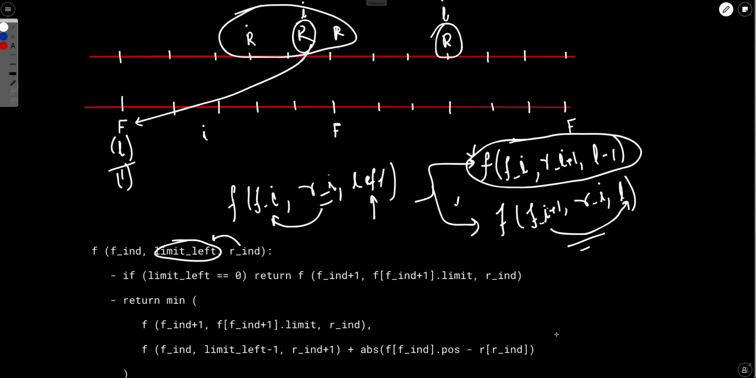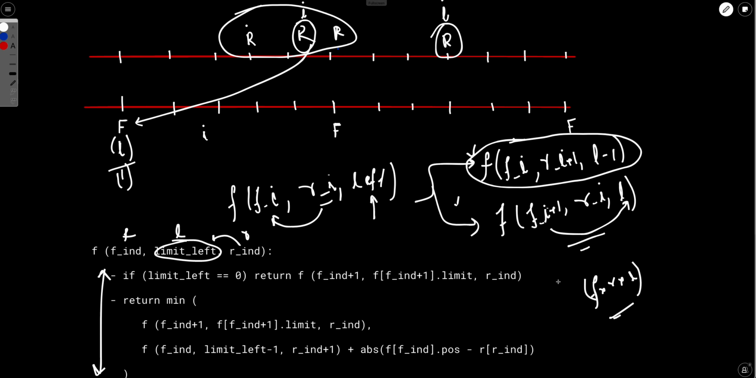So what is the time complexity of this solution? Inside this we are not doing any for loop or anything like that. So time complexity will simply be the number of possible states. Let's say there are F factories, each factory has some limit L, and there are R robots. So time complexity would be F into R into L, right? So this is the time complexity of this approach. I am not implementing this because implementation would be straightforward, so you can implement it yourself.